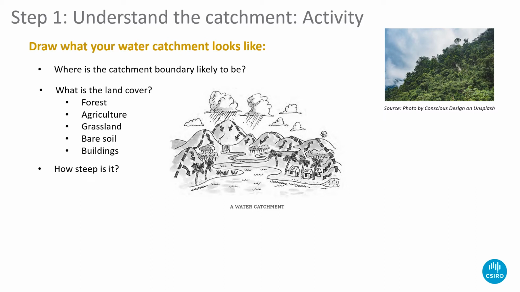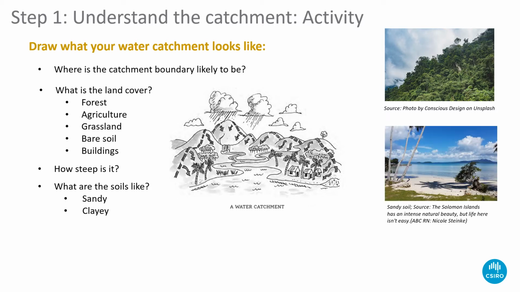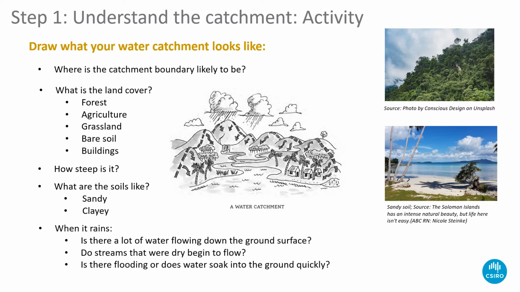How steep is the terrain? The slope affects the runoff speed, which can impact water quality from soil erosion. What is the soil like? Is it sandy or clayey? The soil type affects how quickly water infiltrates into the ground. What do you see when it rains? Is there a lot of water flowing down the ground surface? Do streams that were dry begin to flow? Is there flooding, or does water soak into the ground quickly?